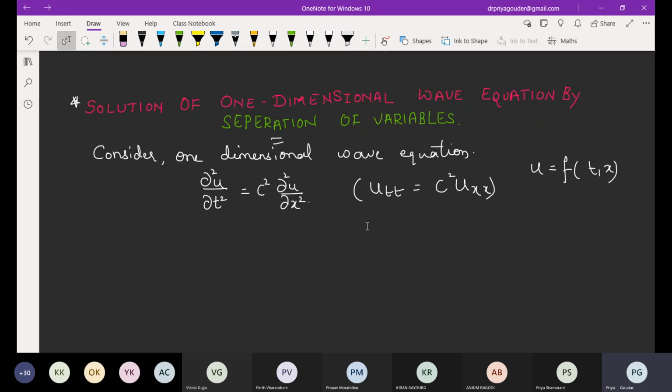Write down this equation. Actually, we are going to derive it. Today I thought let me take a solution. Consider, write down, consider the one-dimensional wave equation.